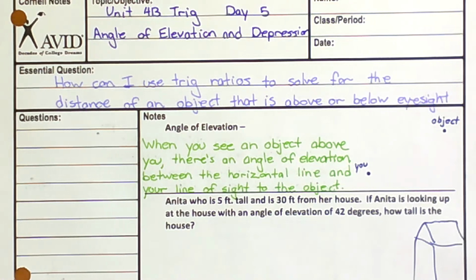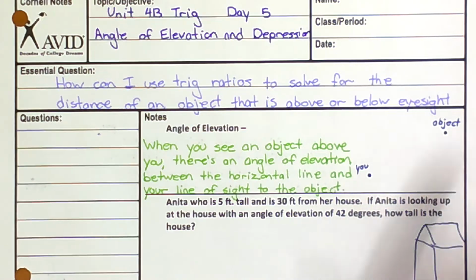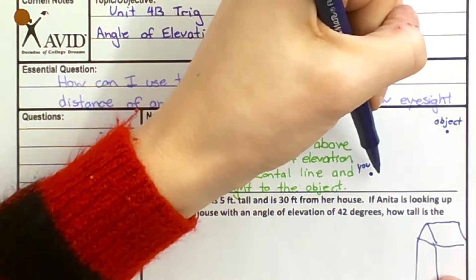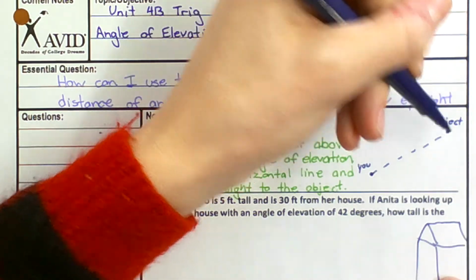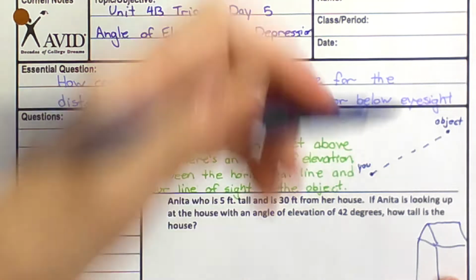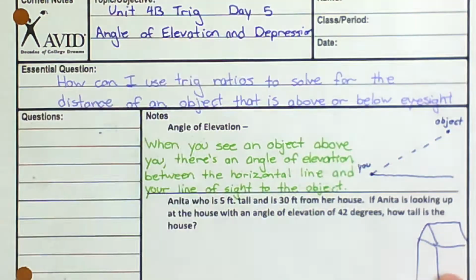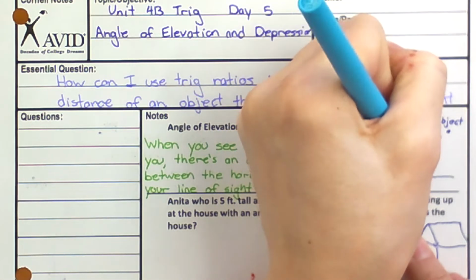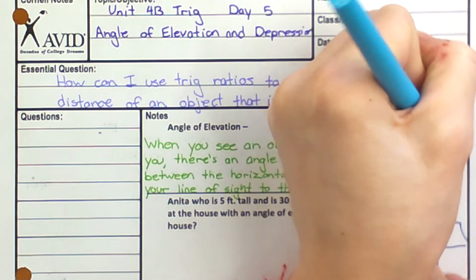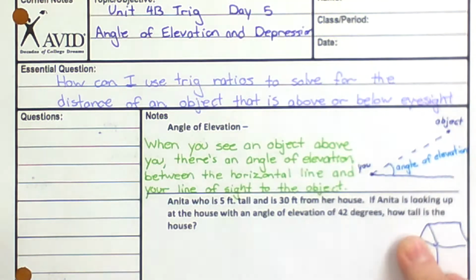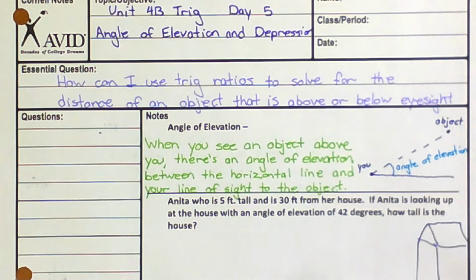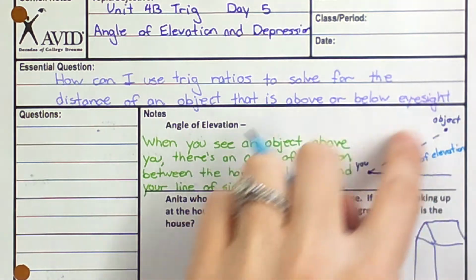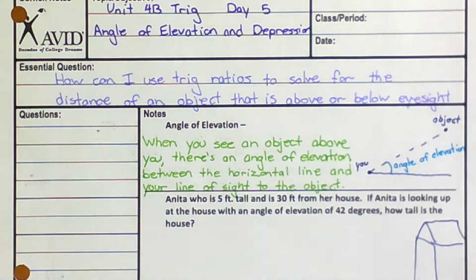So if you're right here and your object is above you, what I'm saying is when you look up at that object, and also if you consider like the horizon a horizontal line, this creates an angle of elevation. So right here, this would be my angle of elevation. So that's my angle of elevation right in there. And then this would be my horizontal line, and this is my line of sight from me to the object.